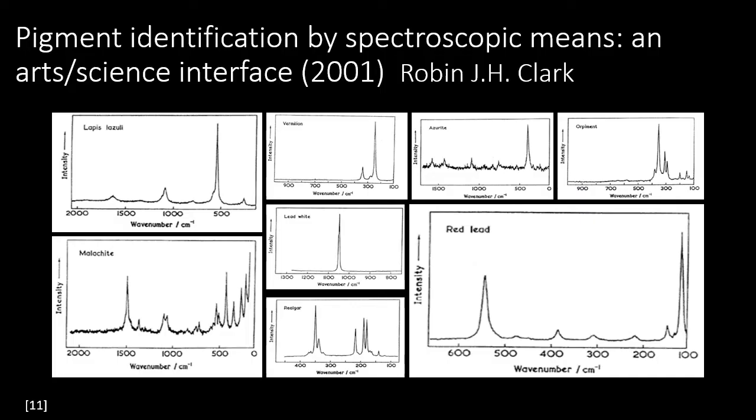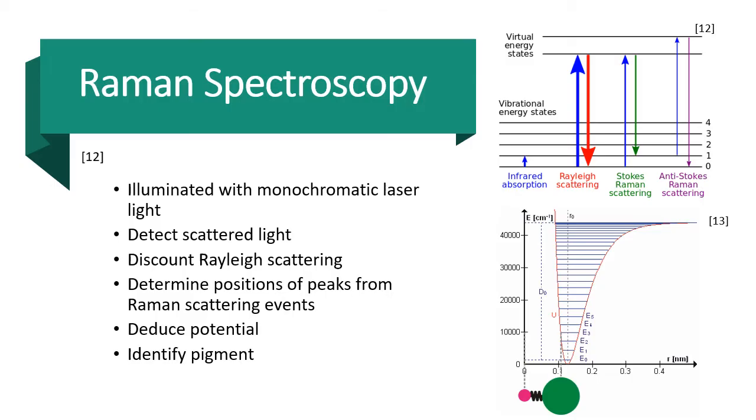Here are some examples of Raman spectra from a 2001 paper that identify 8 different pigments from an 800-year-old Bible in Paris, where the detected intensity of the spectra has been plotted as a function of wave number, which we know is a function of wavelength. So we can see here lapis lazuli has been identified, along with many others including azurite.